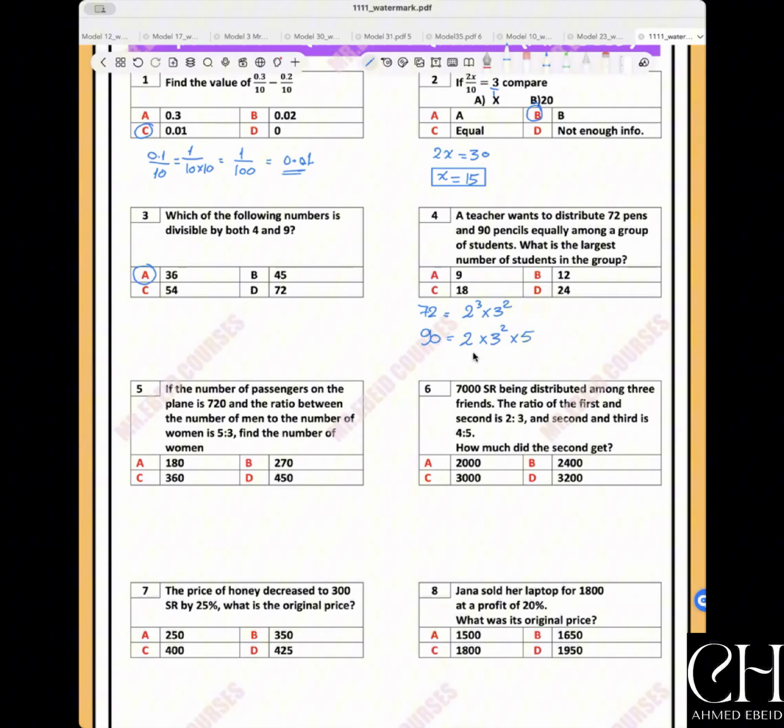What is the common factor between both? It's 2 times 3 raised to the power of 2. So it's 2 times 3 squared, which equals 9. So it's 18. So the answer is C.